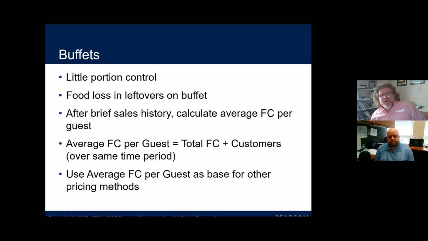To calculate my food cost on a buffet, I take the total food cost, how much I spent on ingredients to put the buffet out, and I divide it by the number of customers. That will give me an average food cost per customer, and then I can start coming up with my pricing. All right, that's it.